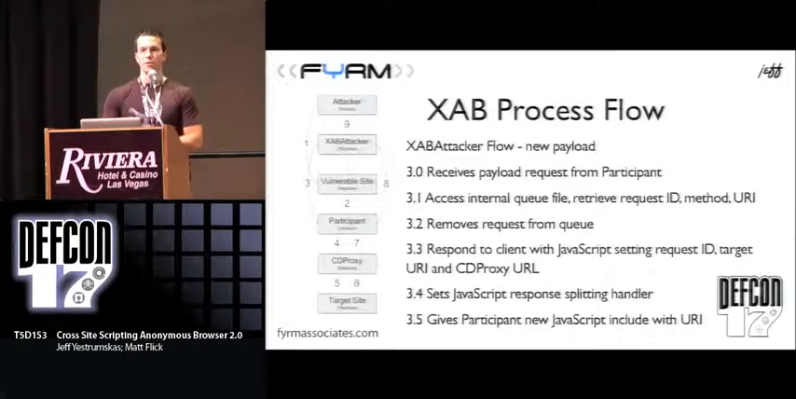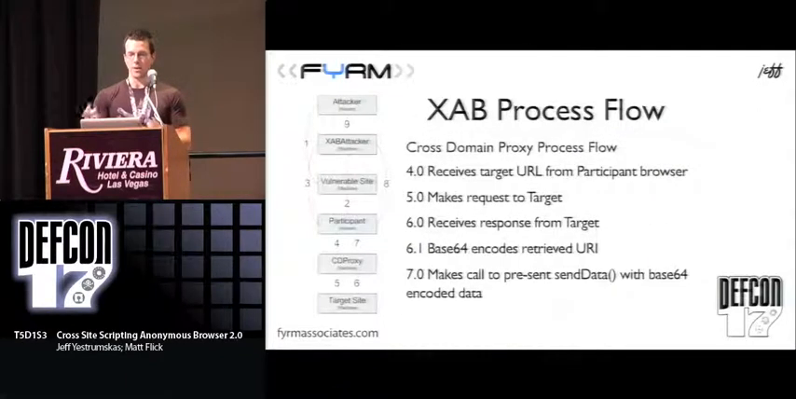So now we've got the client, the victim or participant, making that request to the cross-domain proxy. It's also going to set some other JavaScript functions to handle the data coming in. Don't need to know about that too much, but if you really want to, you can look at the code. And once a participant makes that request to the cross-domain proxy, we're going to hit step four now.